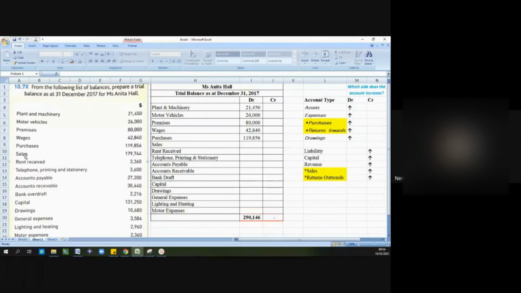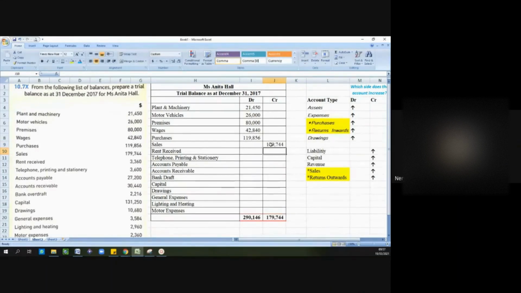Sales, the chapter we covered, we said that sales is an asset account, but it has a unique rule, right? Which we have here. You know that sales will always increase on the credit side. So very likely the balance will be on the credit side as well. So sales, credit side, that would be 179,744. Okay.